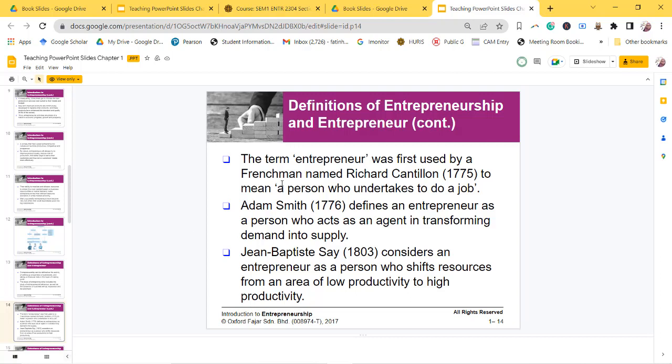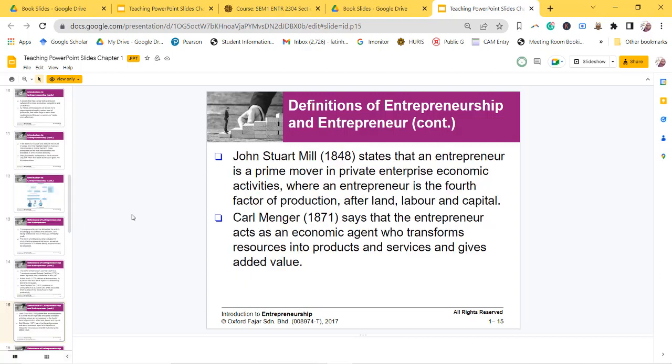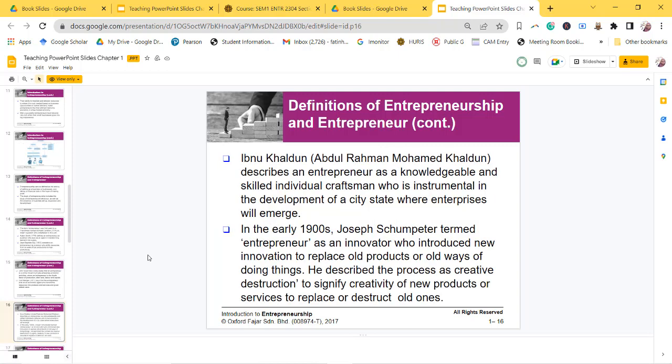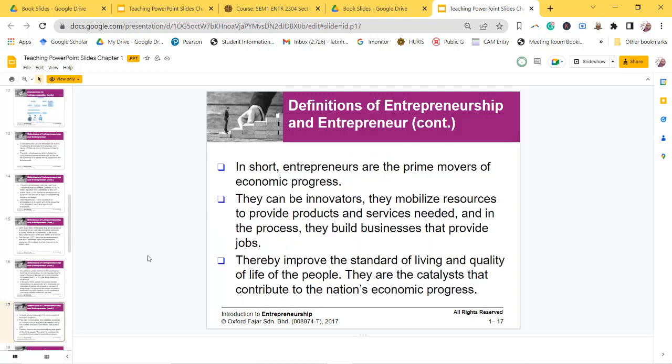Okay, so the term entrepreneur was used by Frenchman named Richard Cantillon, a person who undertakes to do a job. Okay, and there are many other definitions. So the entrepreneur also is an economic agent who transforms resources into products and services, gives added value that the customer wants and need. Okay, there are many definitions.